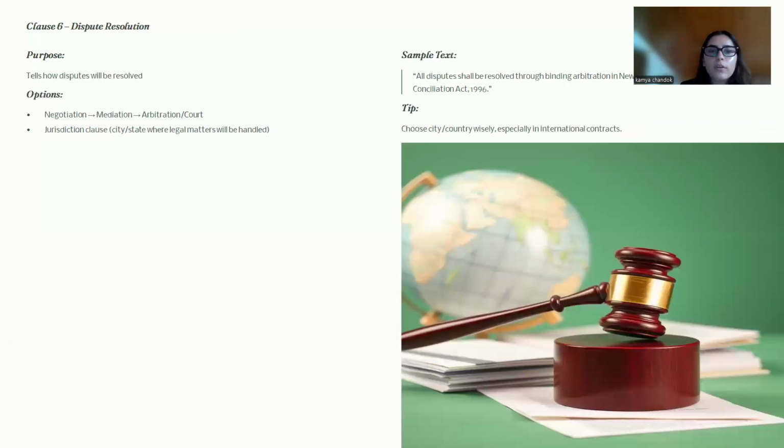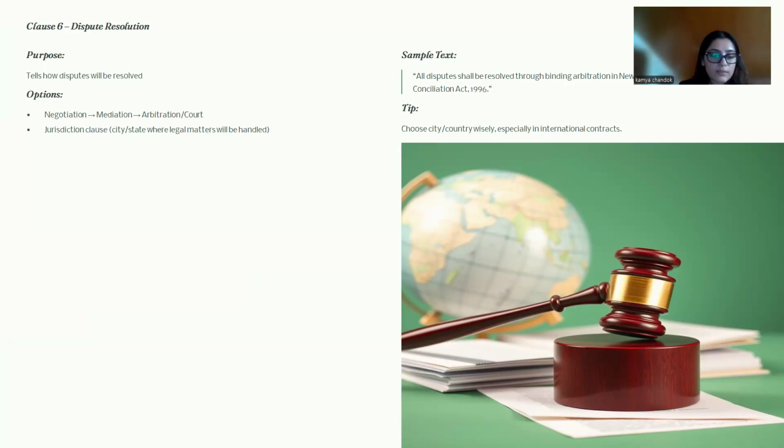Now let's talk about your dispute resolution clause. So no matter how airtight your contract is, disputes still do arise. Now this clause tells us how to solve them. So the standard flow is usually negotiation or mediation, or you go to the court. So you must here always add your jurisdiction clause.